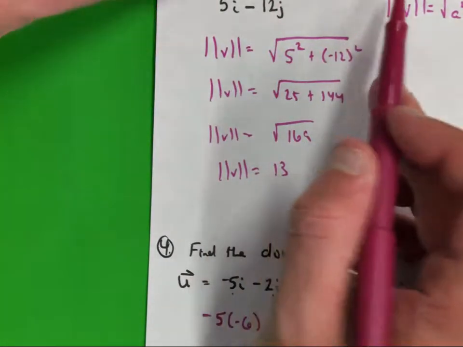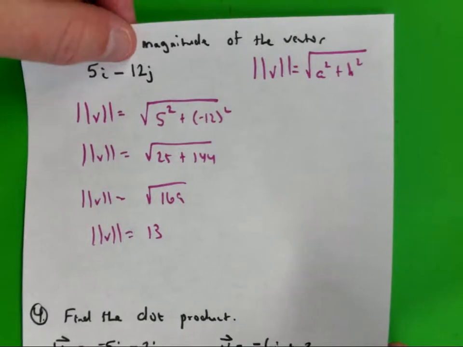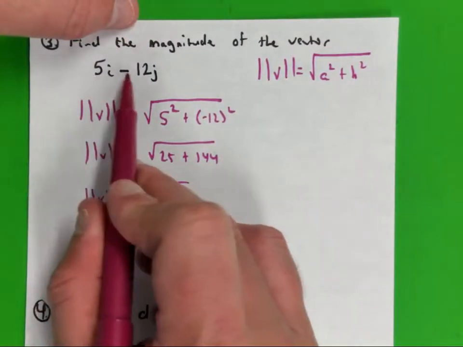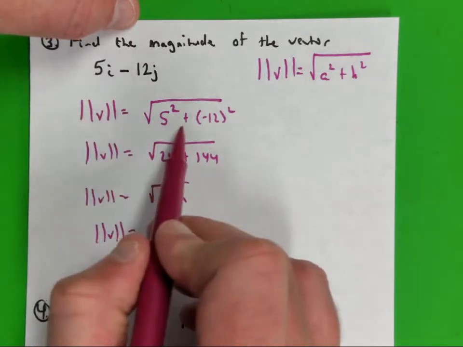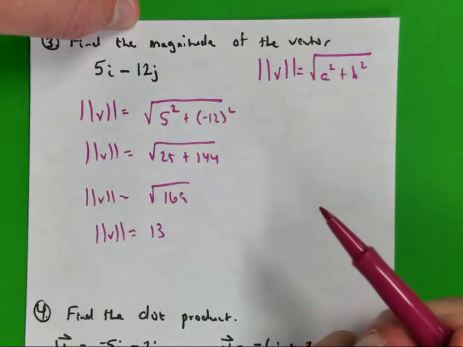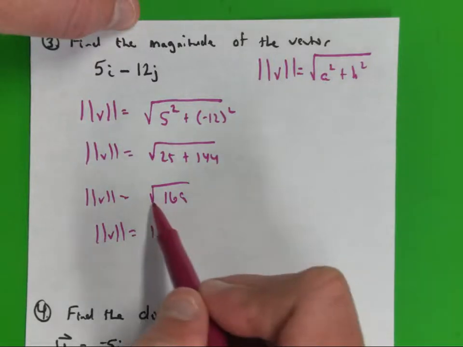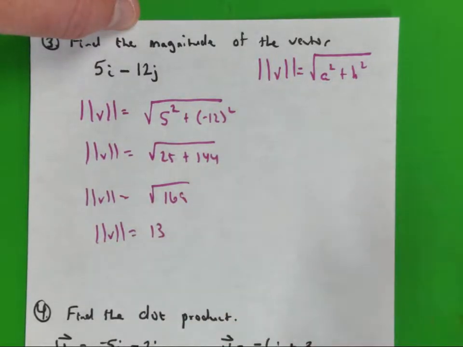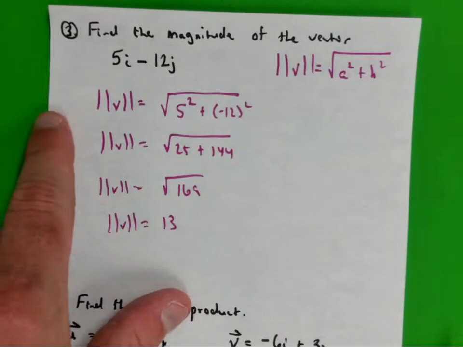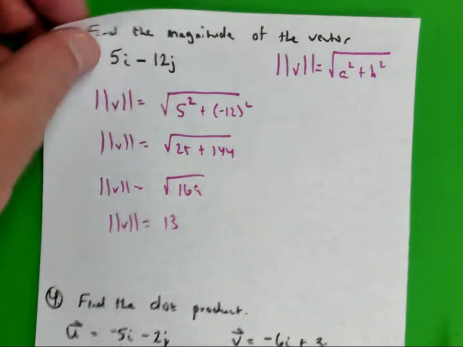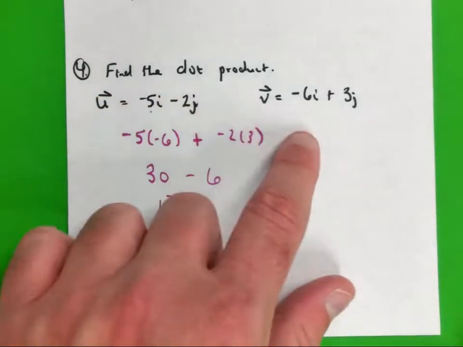Remember, finding the magnitude of a vector, the formula is the square root of a squared plus b squared. If I have the vector 5i minus 12j, your a term is 5, your b term is negative 12. Square root of 5 squared plus negative 12 squared gives you square root of 169, so the magnitude is 13. So you're going to have a question like that on the final. We're going to find the magnitude of a vector in this form. You're going to find the dot product like this.